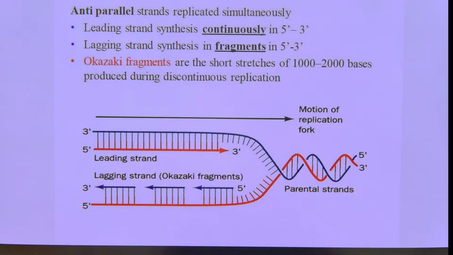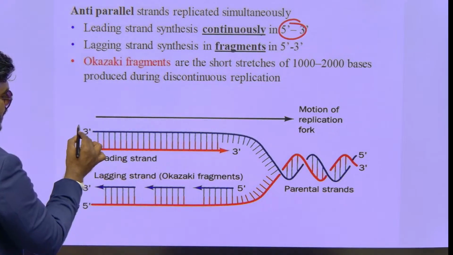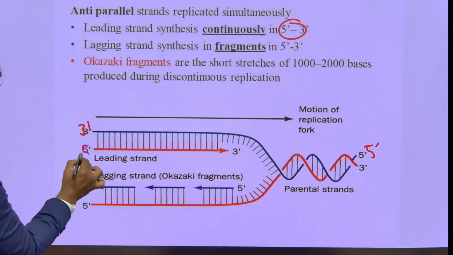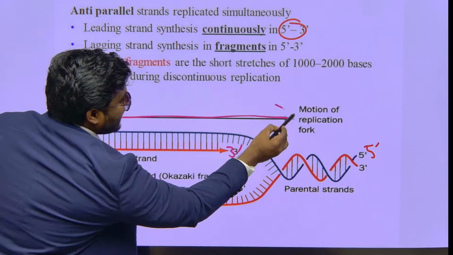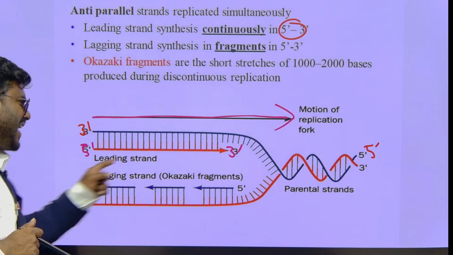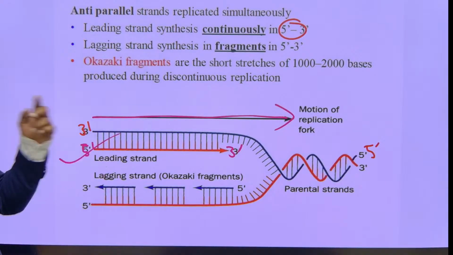So all of you please look into this. Leading strand synthesis is continuous, correct? This is one parent strand of 3 prime to 5 prime. Definitely the daughter strand is in 5 prime to 3 prime. And can you see this picture, friends? This is the direction of the replication fork. So since the strand is moving exactly in that direction, we call it continuous synthesis and the leading strand.